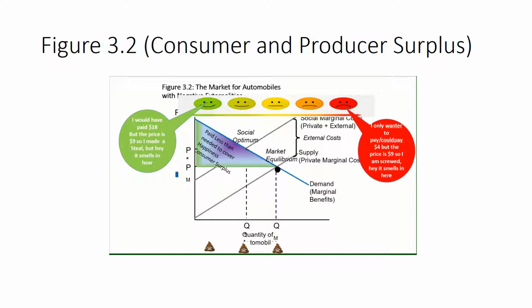So, for example, at the market price, at the market quantity, the total private benefit for the consumers is equal to this blue area here, which is just the area underneath the demand curve up to that quantity.